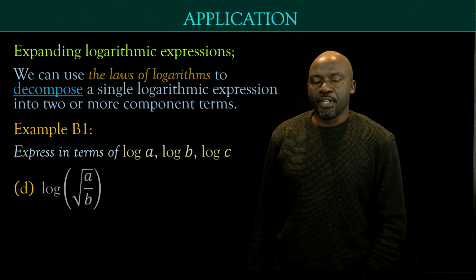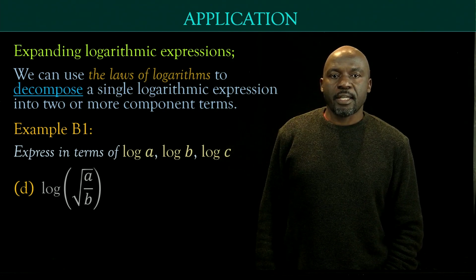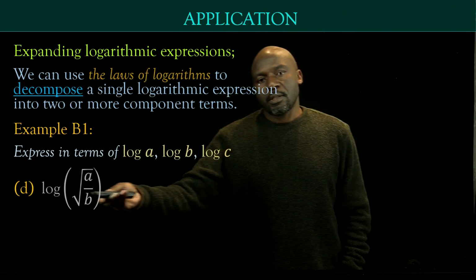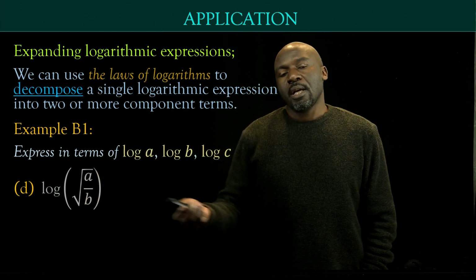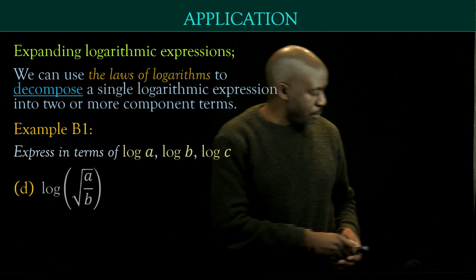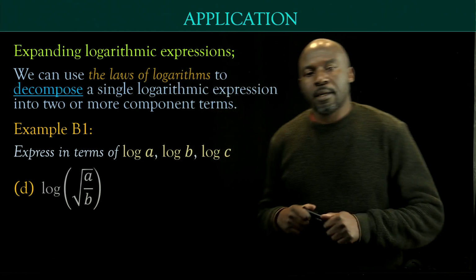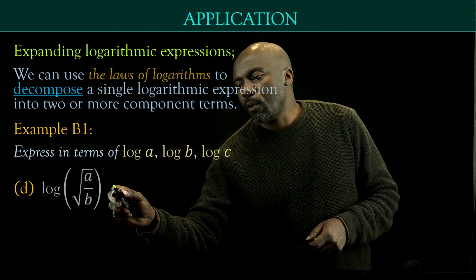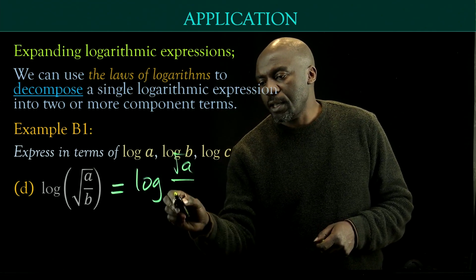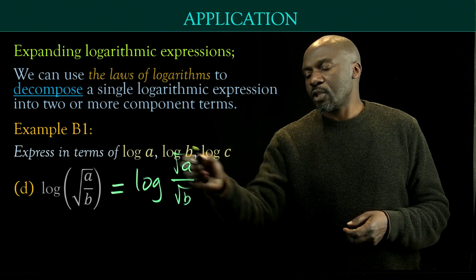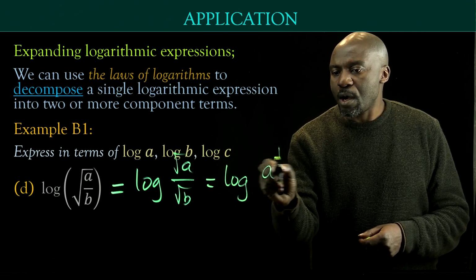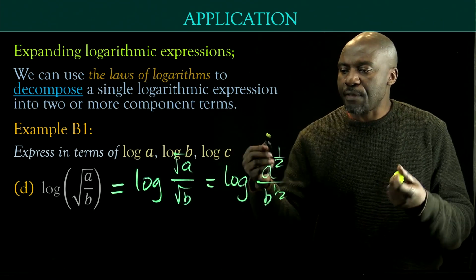Part D. Pause the video and try to solve this question. Express in terms of log of a and log of b. So of course, the square root of a over b can be split up, and we can write this as the square root of a divided by the square root of b. We can express that as log of the square root of a over the square root of b, which in turn, remember the square root means power half, so we could express this as log of a power half divided by b power half, and then we can proceed after that.